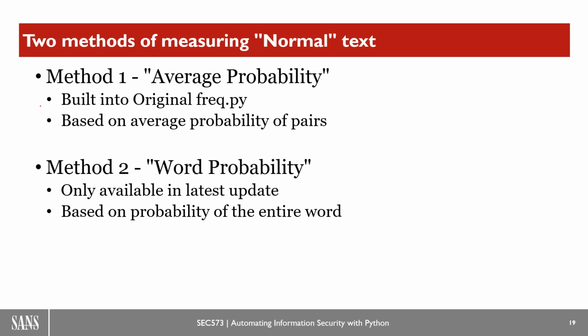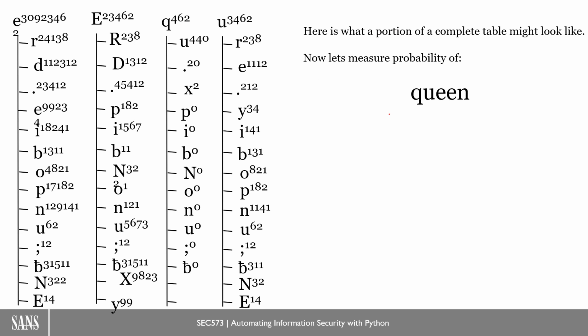Now, this first method is the one that was built into my original Freq.py, which is, again, probably the version that most of you are using. It's very effective, but I think there's a better way, and that's method 2, which I'm going to talk to you about today. All right, so let's talk about how I could measure to see if a phrase is normal now. Let's take the word queen.